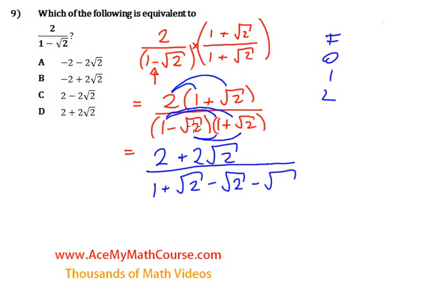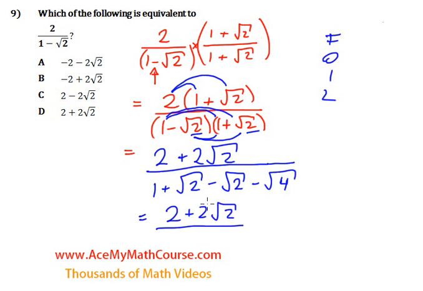Well, when multiplying roots, we can just multiply the contents. 2 times 2 is 4. As long, of course, as we have the square root for both. If we saw a different number here, like a 3, we couldn't do that. So up top, we just have 2 plus 2 root 2.